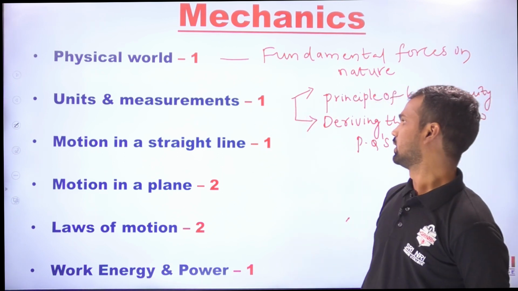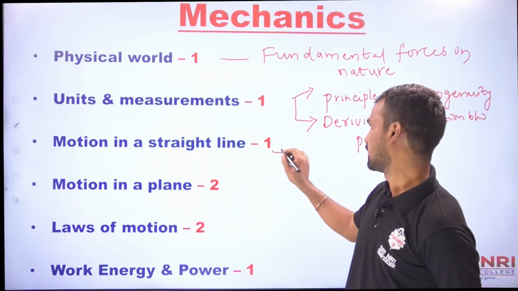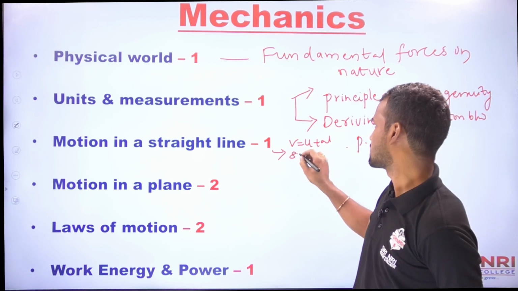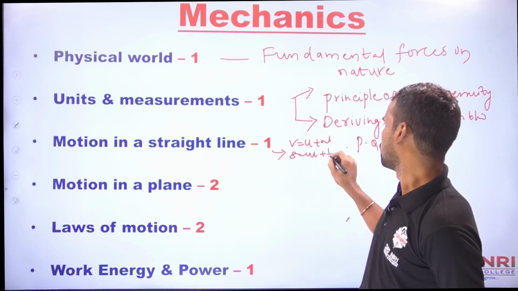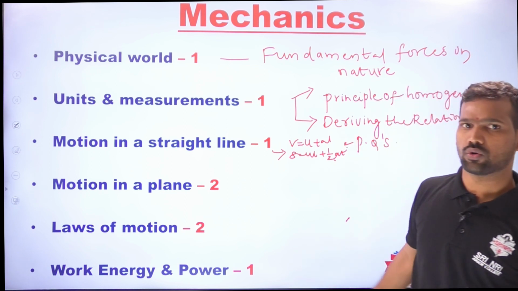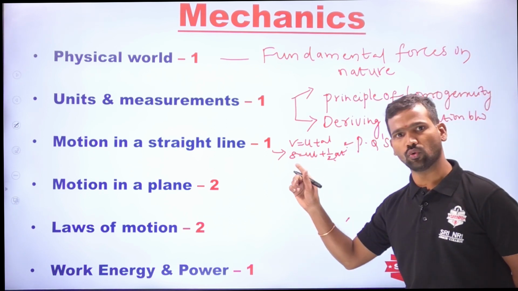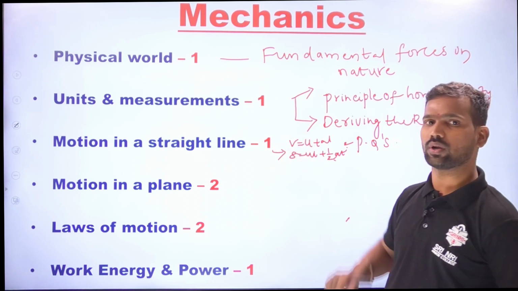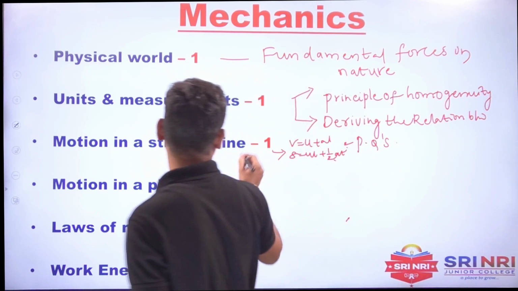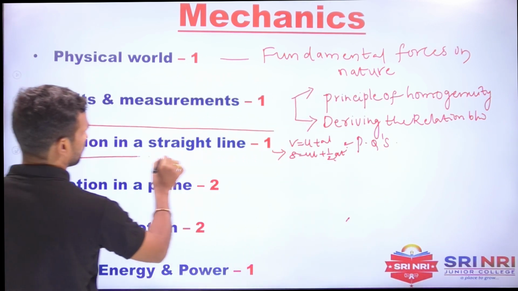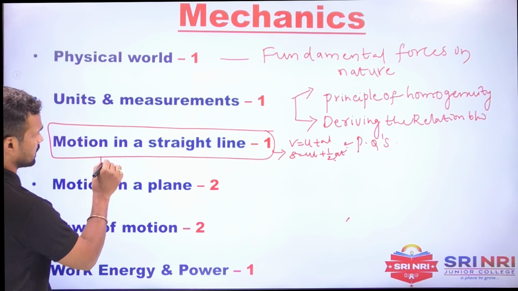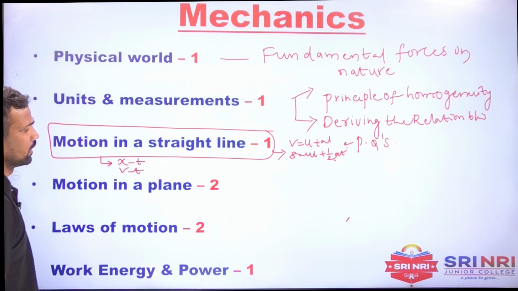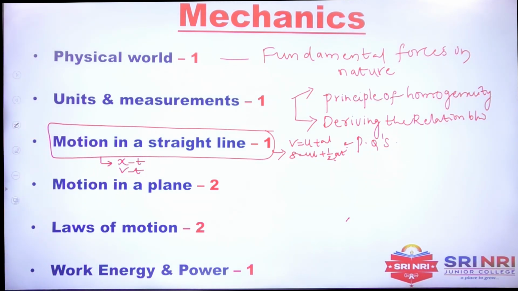Motion in a straight line. Here the equations of motion: v is equal to u plus at, s is equal to ut plus half at square, v square minus u square is equal to 2as, s_n is equal to u plus a by 2 of (2n minus 1). Based on the equations of motion, you may get one question. In this chapter, the deleted topics are the x-t graph, meaning the displacement-time graph, and the v-t graph. These topics are deleted, so no need to prepare here.